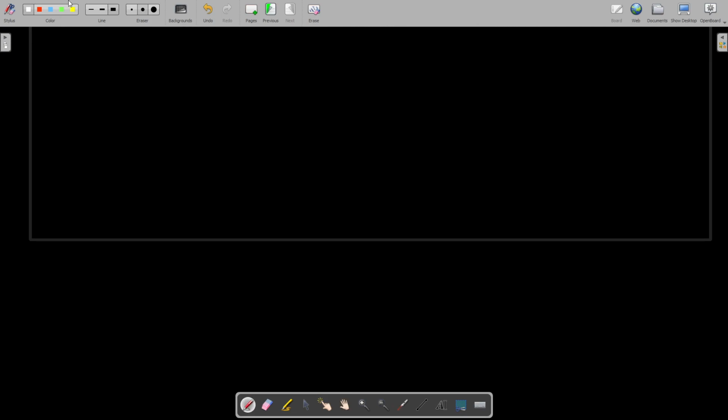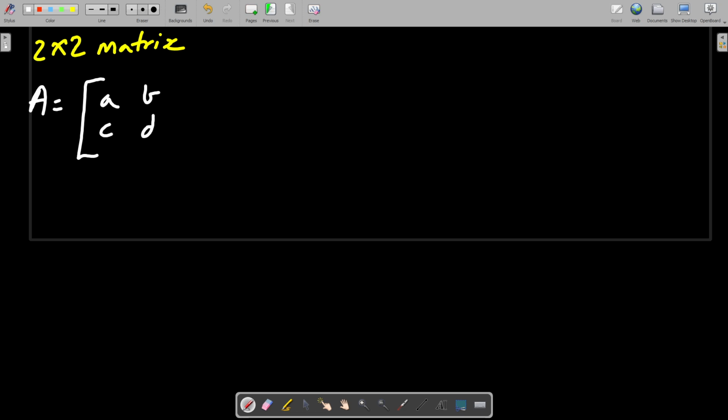So let us take the 2 by 2 case first. Consider matrix A with 4 entries A, B, C, D. I'll use A, B, C, D instead of writing this thing. So what is going to be determinant of A? Determinant of A will be AD minus BC.